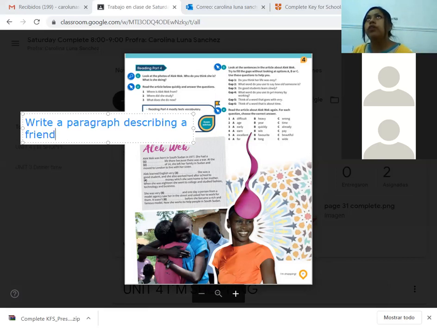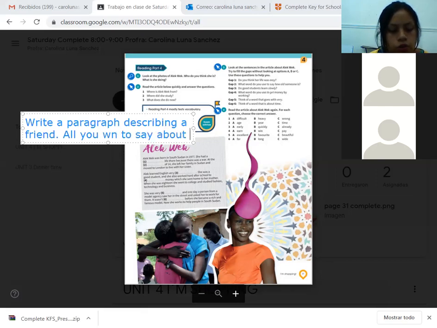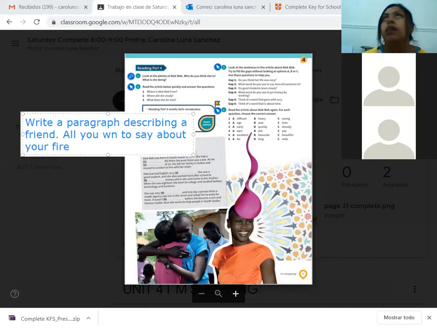Okay, this is what we are going to do. You have to write a paragraph, obviously in your notebook, describing a friend. All that you want to say about your friend. Is it clear what we are going to do? Yes. Okay, so can you do it now?